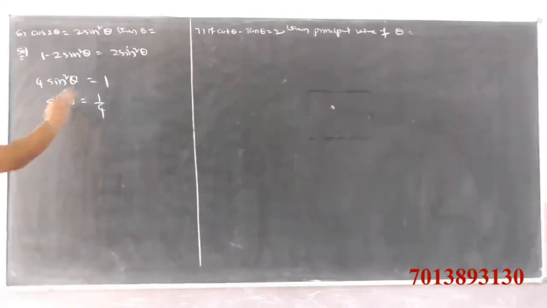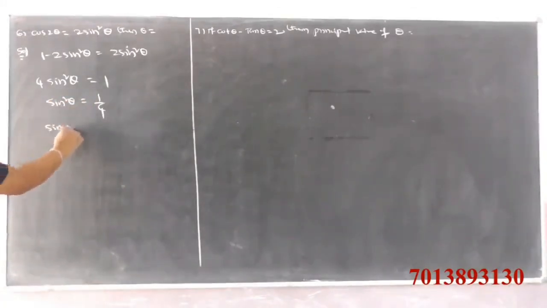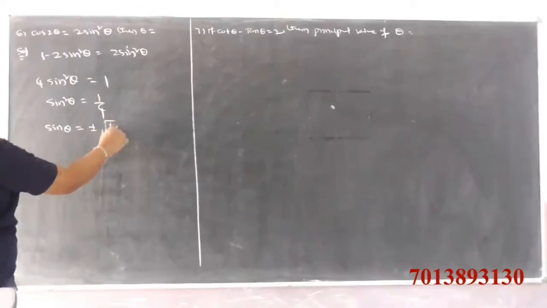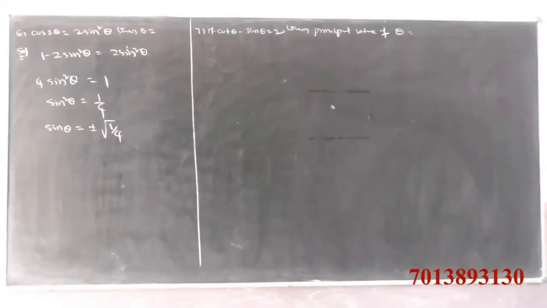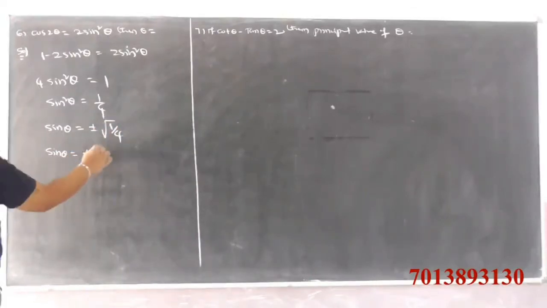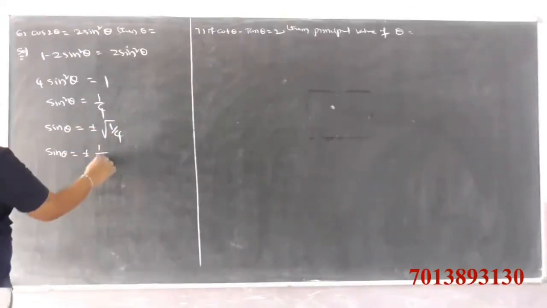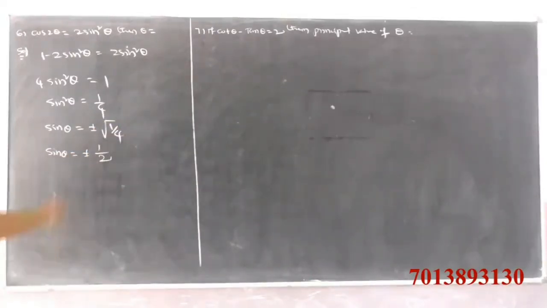So if you transpose the square, we get sine theta is equal to plus or minus square root of 1 by 4. The square root of 1 is clearly 1, and the square root of 4 is 2. So sine theta is equal to plus or minus 1 by 2.